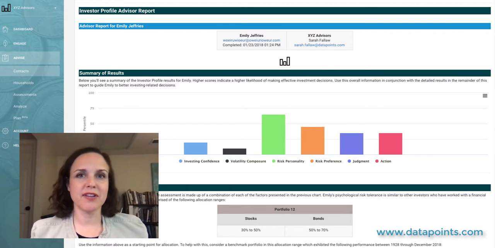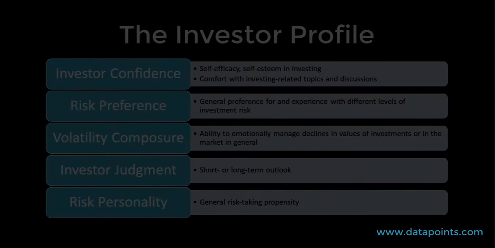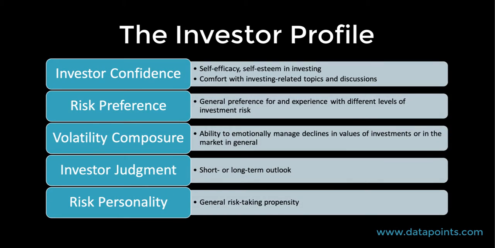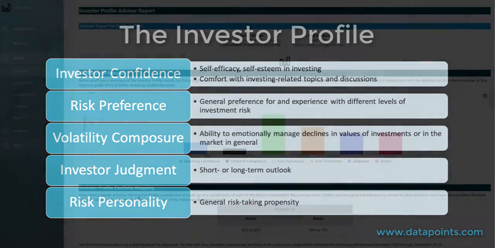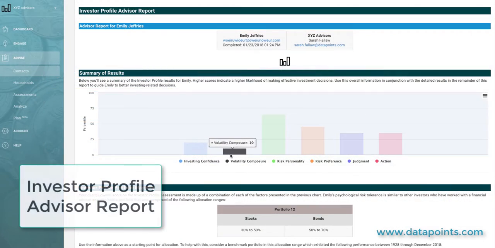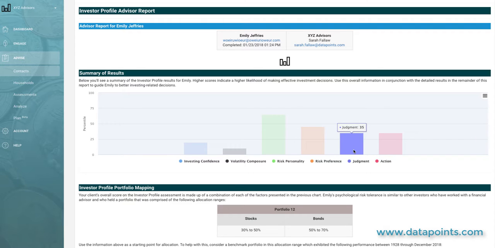Psychological risk tolerance, the investor profile. The investor profile was created to help you understand your client's psychological risk tolerance in a way that's really different than other assessments that are out there. What we've done is create a competency model of investor performance. Who are good investors, and how we break that down is into these 5 areas that you can see here. We look at things like confidence, composure, risk personality, preference for risk, and judgment related to investments.